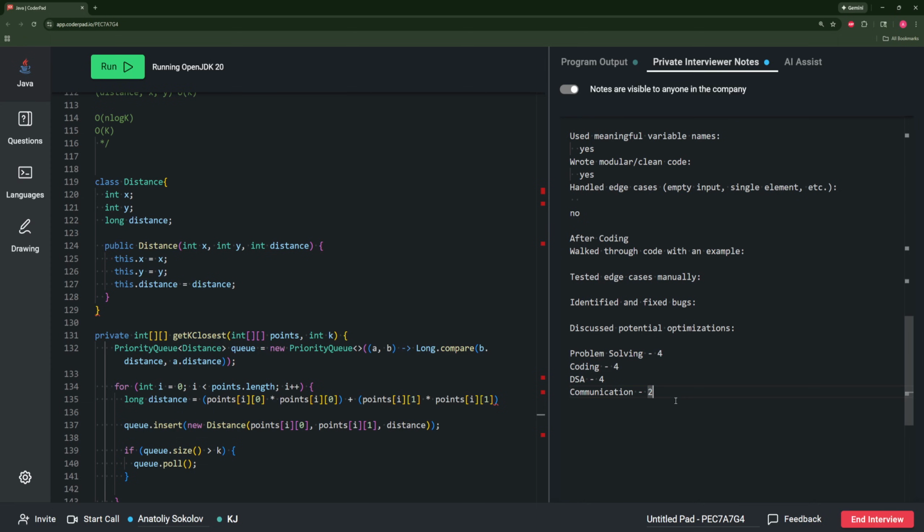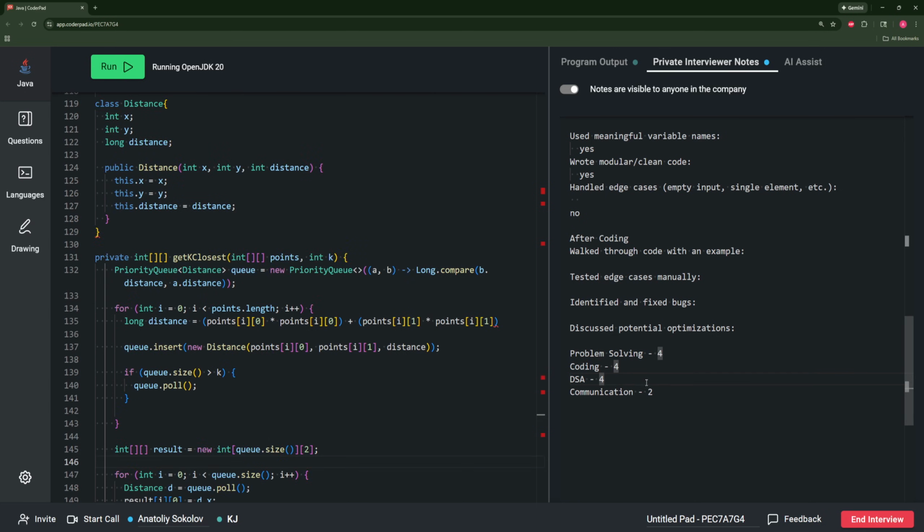So I think there are four categories that are important. Obviously, I don't have the Meta rubric, and even if I did, I couldn't share it with you. There's problem solving, which is, you get a problem, how fast can you come up with a solution? I felt like that was a strong hire. I think your coding was also very good. You basically had no bugs, which is also a strong hire. And then your algorithm knowledge was quite good, so I'd say it's a strong hire there.